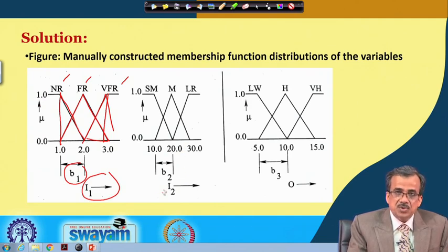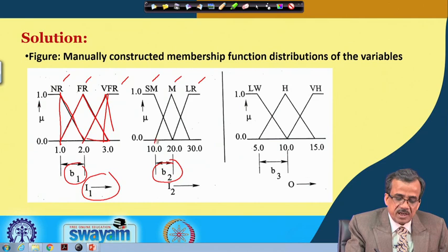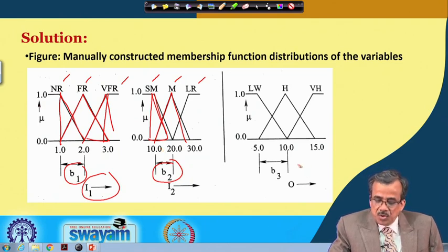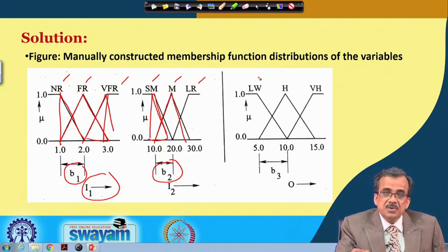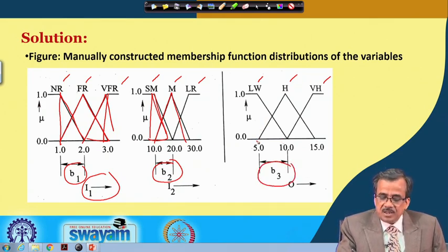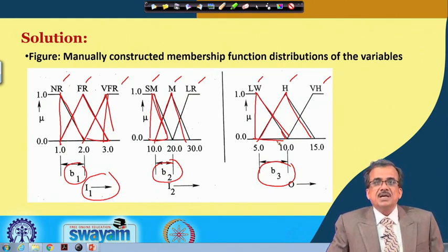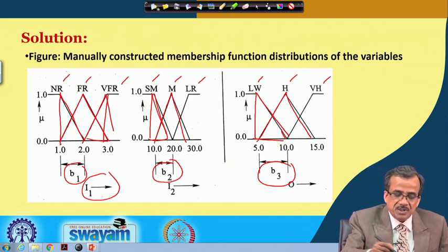Similarly, to represent I2, we use three other linguistic terms, that is small, medium and large, and B2 is used to represent the half base width of this isosceles triangle or the base width of this right angle triangle. Similarly, to represent the output O, we use three linguistic terms, that is low, high and very high, and B3 represents either the half base width of this isosceles triangle or the base width of this right angle triangle. And for simplicity, we are considering the symmetrical membership function distribution.